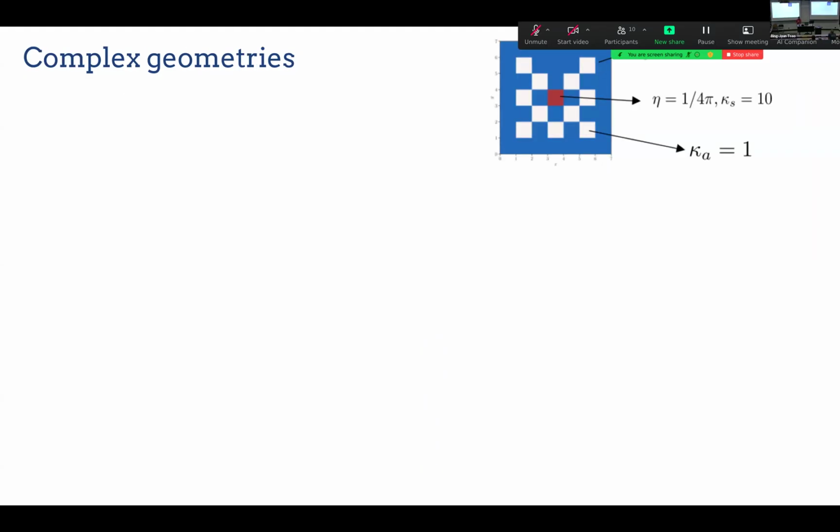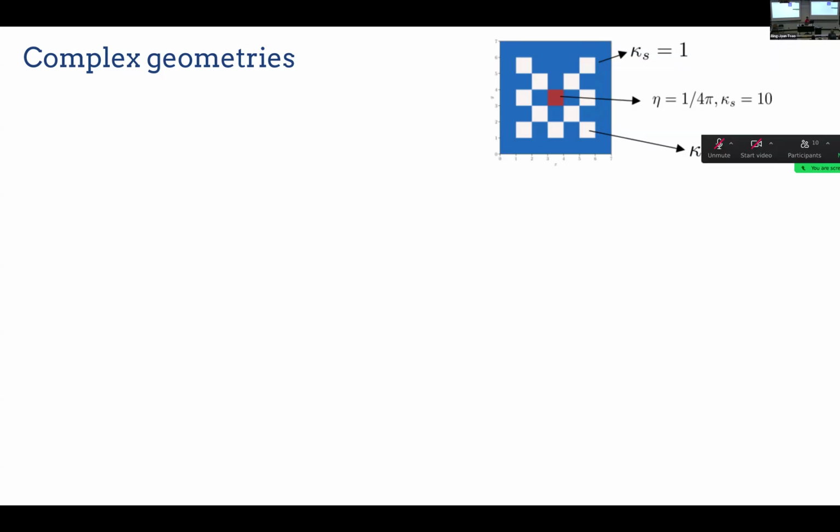Just to give you an idea of how these methods perform when you have complex geometries. So I have a grid, I have a source term. So the right-hand side of this equation is actually not zero. So you have a source term, and the sources are generally quantified by three numbers.